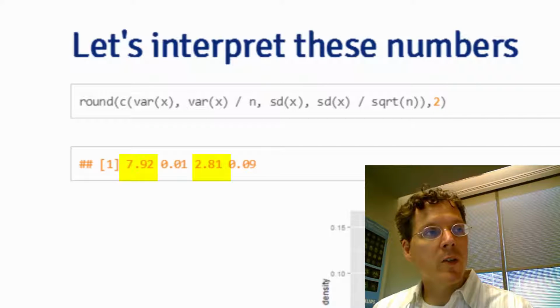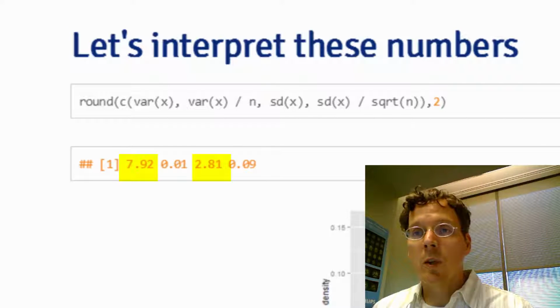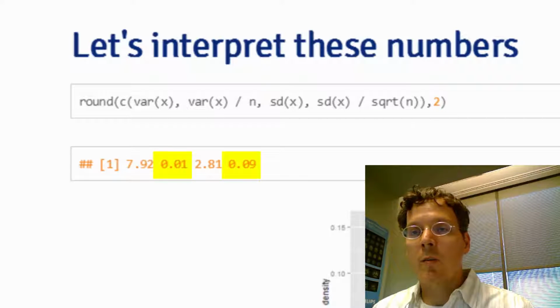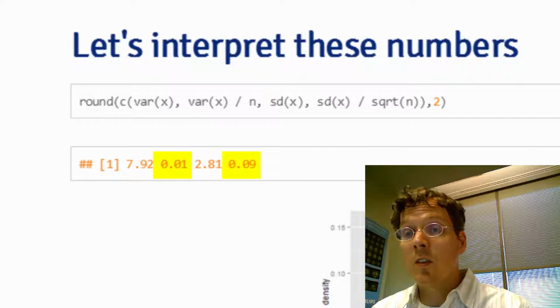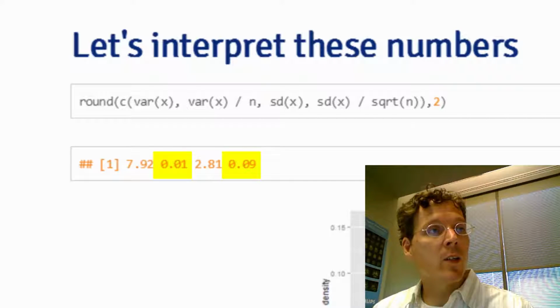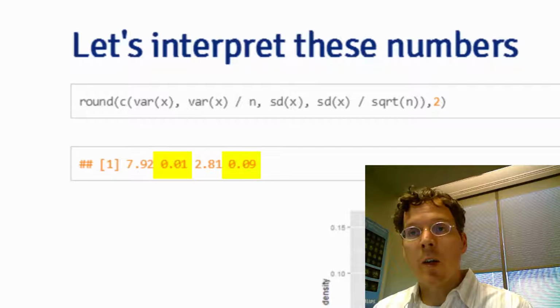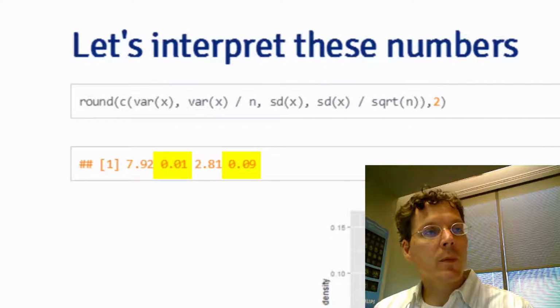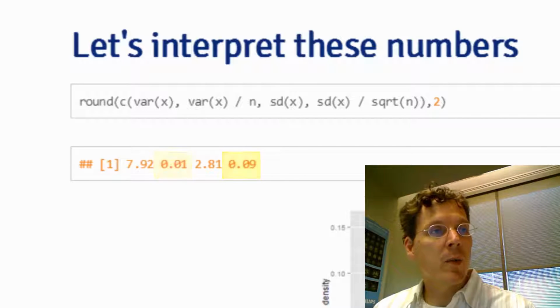I like 2.81 in this case over 7.92 because 7.92 is expressed in inches squared and 2.81 is expressed in inches, so I like to work in the units rather than the units squared. 0.01 and 0.09 are no longer talking about the variability in the children's heights. It's talking about the variability in averages of 10 children's heights. So 0.09 is probably the most meaningful one, and it's the standard error, or in other words, the standard deviation in the distribution of averages of n children's heights. And again, in this case, it's an estimate of that, but it's the best estimate we have from the data that we have.